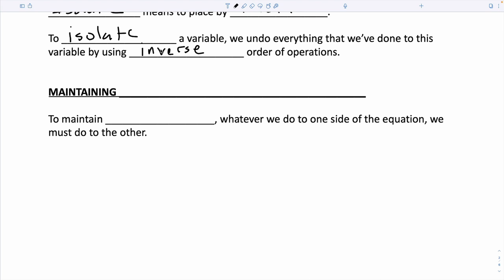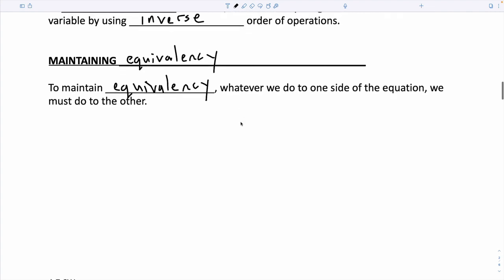Is that isolate? This is isolate and inverse. Last big idea that is the same: 3, 2, 1. The last big idea is to maintain equivalency. This is the same as 1-step equations, but it is really important to maintain equivalency. It means that whatever you do to one side, you have to do to the other. If you add 7 to one side, add 7 to the other. Subtract 3, subtract 3. Multiply 2, multiply 2.